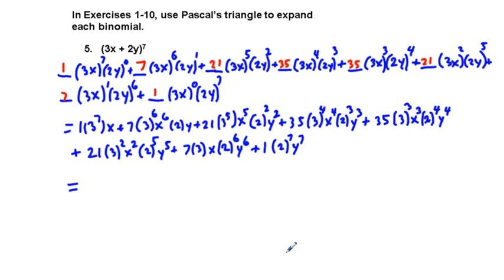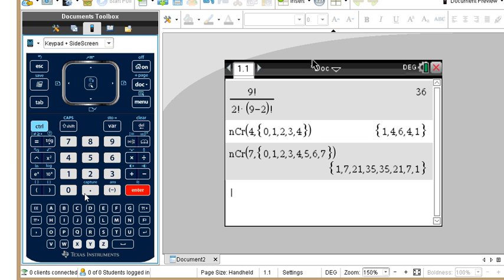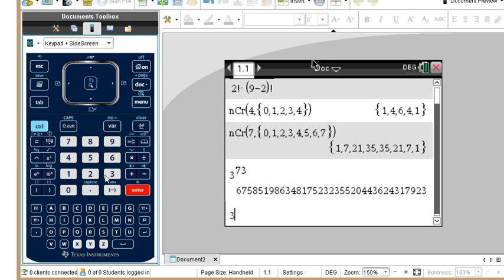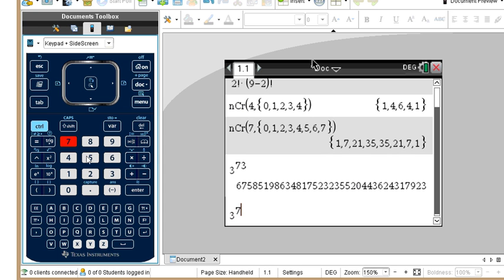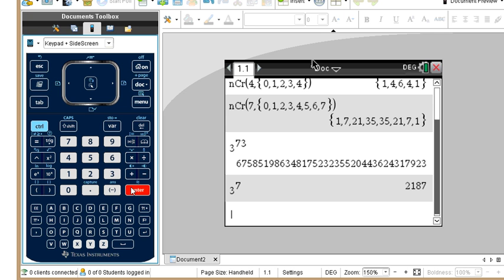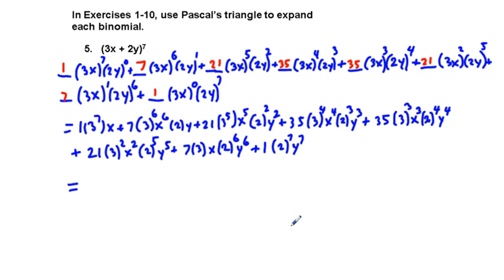We're going to have 3 to the 7th power. I can't readily recall what it is, so 3 to the power of 7. Somehow my calculator's not being active. Okay, let's hit it right there. Let's try it again. 3 to the power of 7. We get 2187. So we're going to get 2187x.